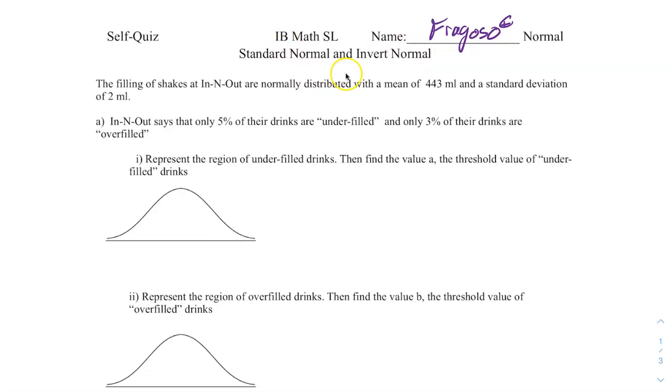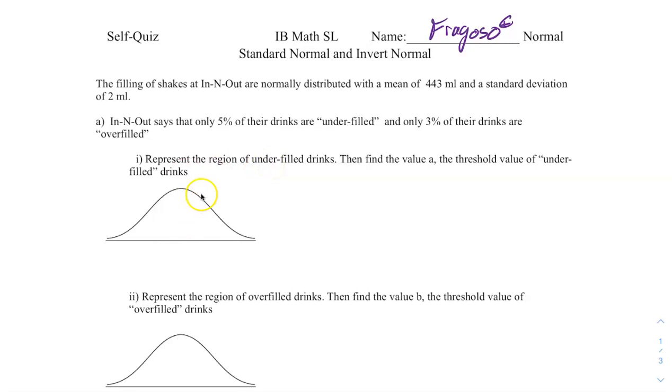Okay, let's work on this inverse normal, standard normal self quiz. The filling of shakes at In-N-Out are normally distributed with a mean of 443 milliliters and a standard deviation of 2 milliliters. In-N-Out says that only 5% of drinks are underfilled and that only 3% of drinks are overfilled. Represent the region of underfilled drinks, then find the threshold value of underfilled.